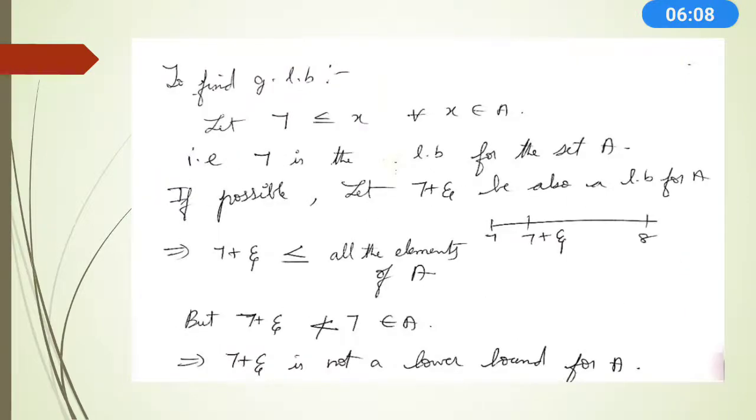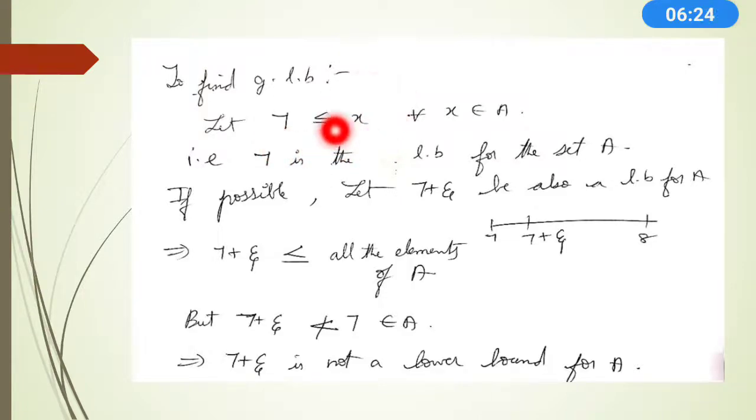To find the lower bound, again you have to do the same thing. From the greatest lower bound definition, I can write 7 is less than or equal to x.